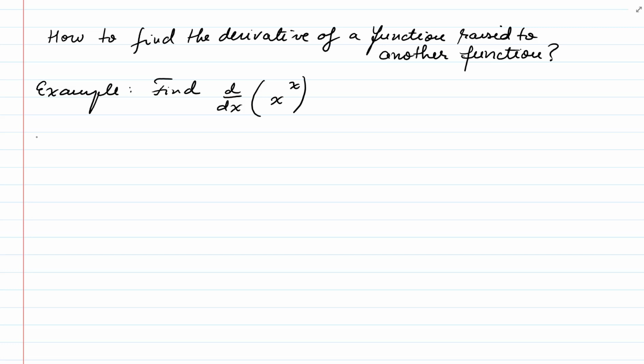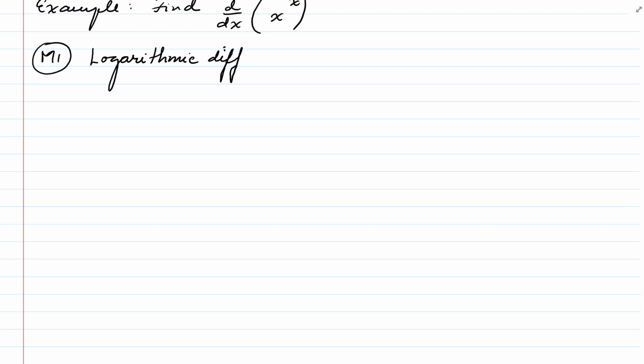So let's say method 1. Let's differentiate using method 1 called logarithmic differentiation. So how do we do that? Well, let's call f of x equals x to the x. Let's say we have this. I'm going to apply ln to both sides. So we get ln of f of x equals ln of x to the x.